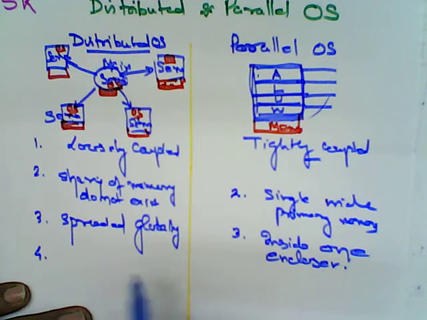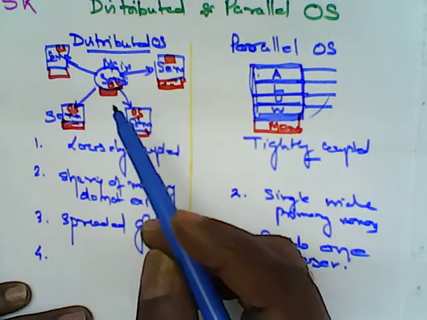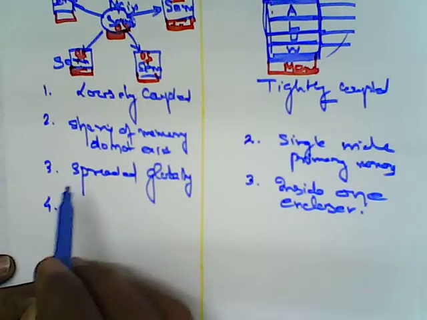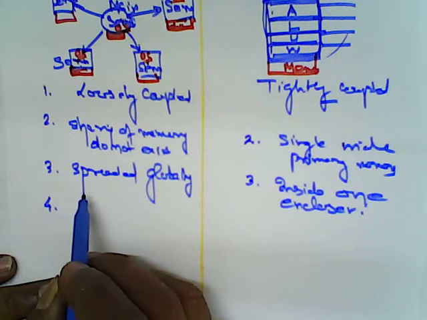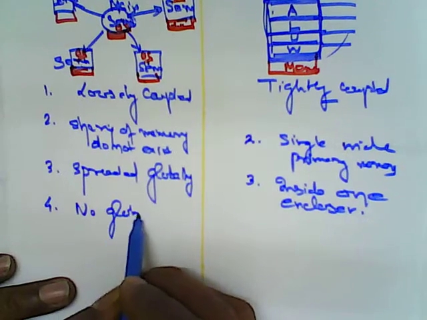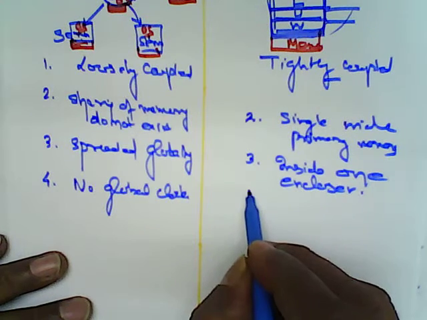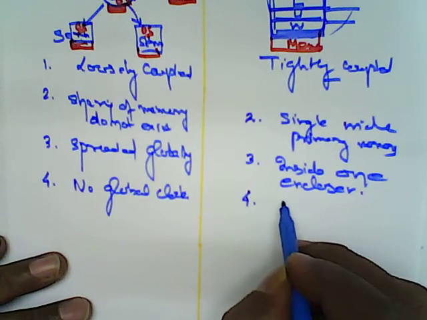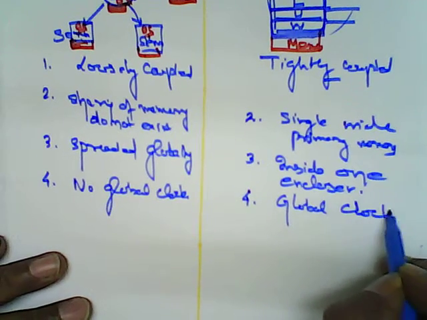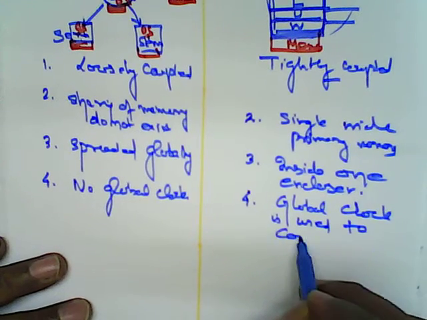In the CPU or in the computer there is a clock that allows the entire CPU to keep on working. So that's why, in the case of distributed operating systems, there is no global clock, whereas in the other case the global clock is used to control. That is another thing.